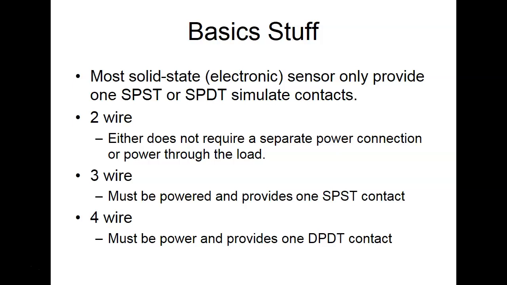Most solid state electronic sensors only provide one single pole, single throw, or a single pole double throw. So a 2-wire sensor either does not require power or it powers through the load. And then we have a 3-wire sensor. A 3-wire proximity sensor provides one single pole, single throw. And we've looked at the pins and the color codes on those. And then a 4-wire sensor provides one single pole, double throw. What if we needed more contacts?